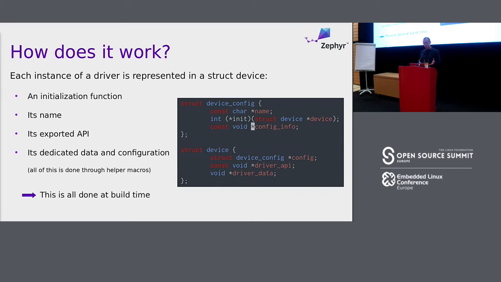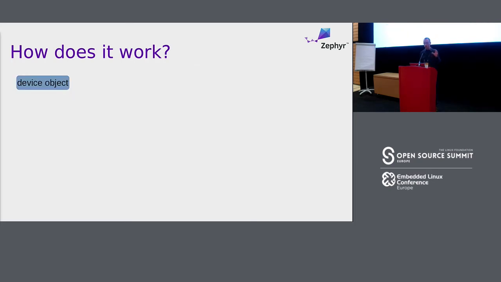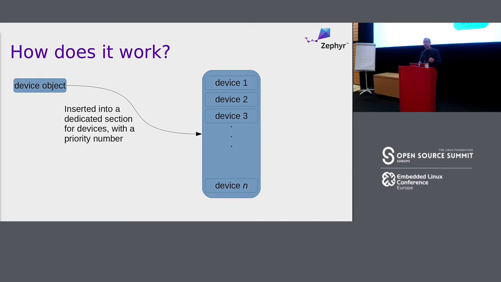This structure is then, among all the other structures, ordered at build time. And we will see how this is done. Basically, you have your device object. When you create your device object, you direct it to be inserted in a specific device section. And that device section will then gather all the device objects. Because you provide a priority number to your device, this is used to sort this array of devices. So you end up at build time with a section which has already an array of ordered devices.